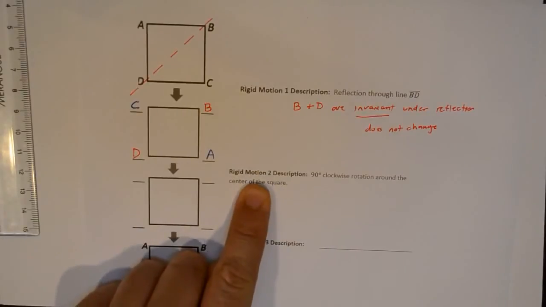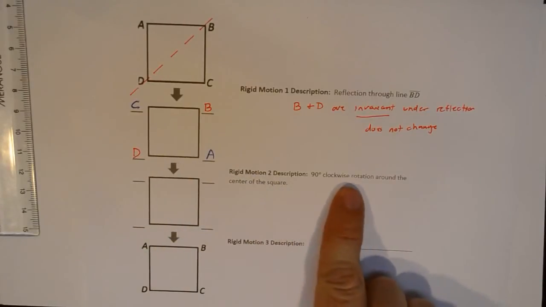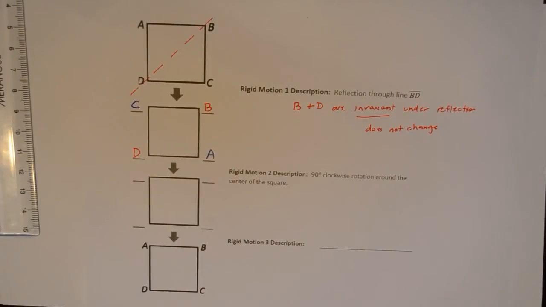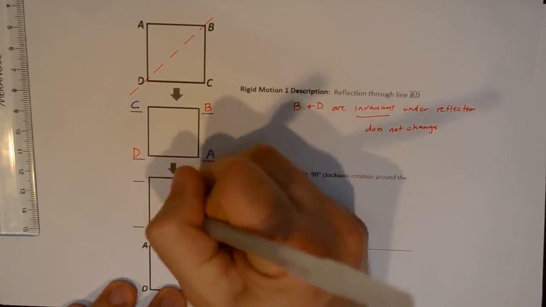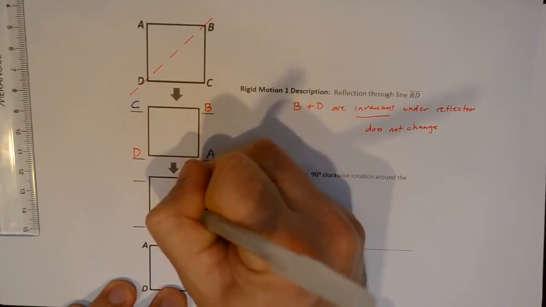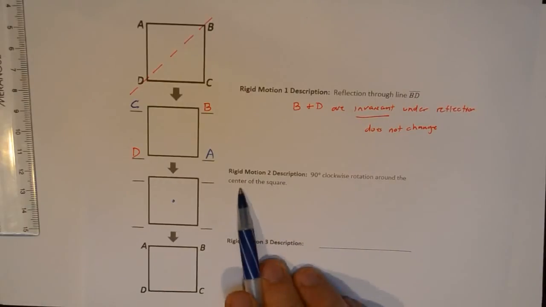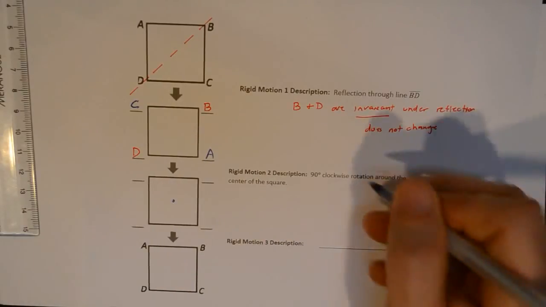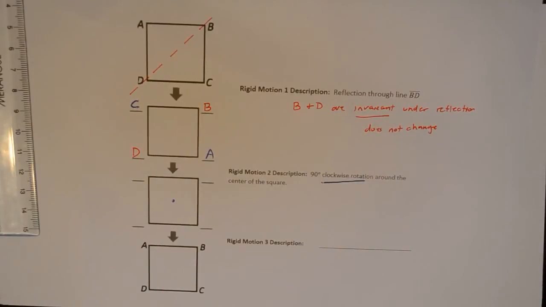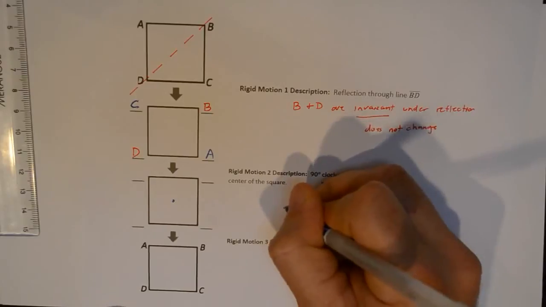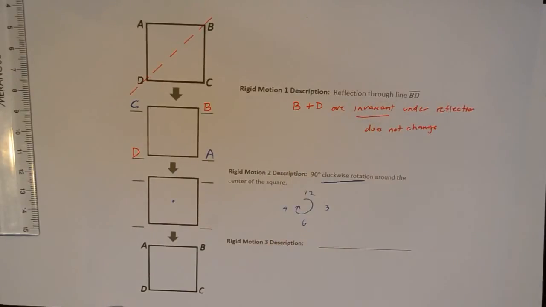The second rigid motion we need to do is a 90-degree clockwise rotation about the center of the square. So hold on a second. If I'm rotating about the center of the square, well, that's somewhere around there, correct? Are any of the points going to be invariant under a rotation around the center of the square? No, everything is moving here, right? Now you have to pay attention to direction. 90 degrees clockwise, think about the hands of a clock. 12's up there, 3, 6, 9, right? So this is clockwise in that direction.